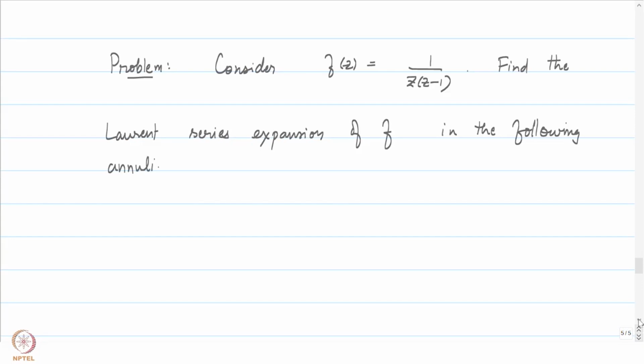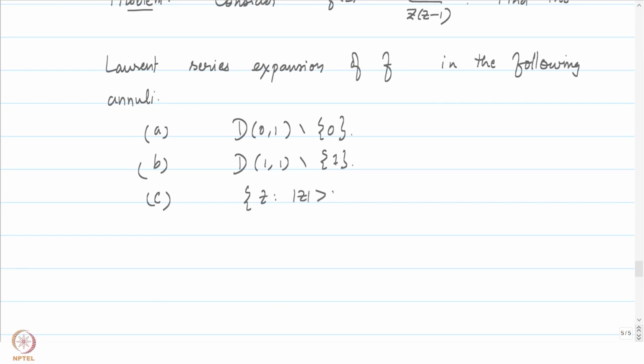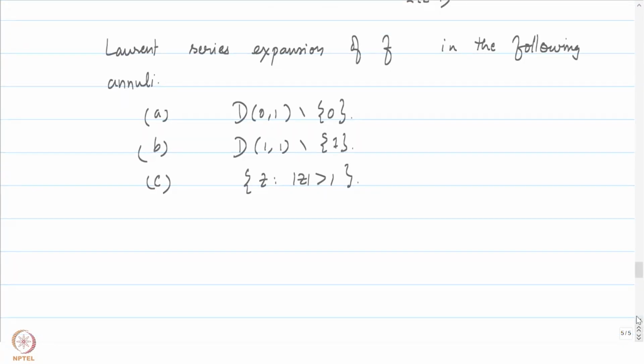Annuli is the plural for annulus. The first one is D(0,1) minus 0. Notice that on D(0,1) minus 0, this function is holomorphic. How about on D(1,1) minus 1? So this is the disk of radius 1 around 1 with the point 1 removed. And finally, the annulus, which is the set of all z's such that mod z is greater than 1. Notice that in the case C as well, this particular function is holomorphic. Notice that these are all annuli, and in each of these annuli, our function is holomorphic.